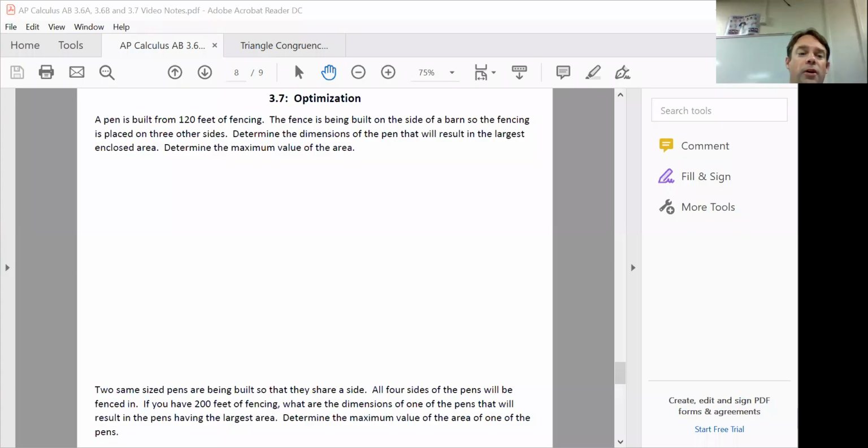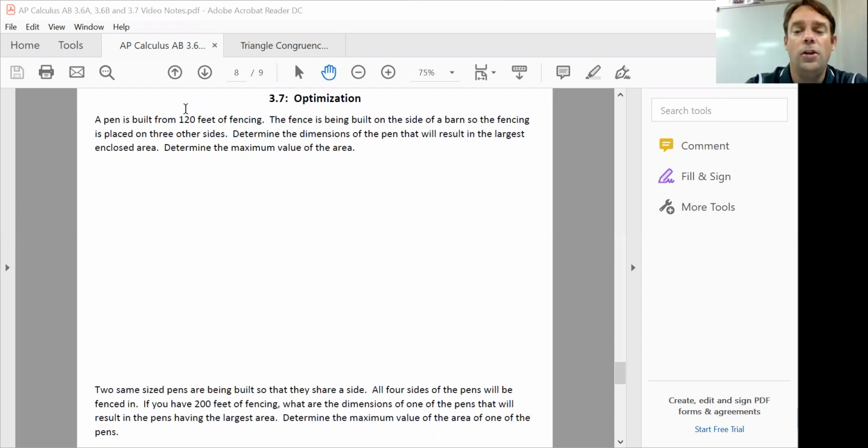All righty, folks. So we got our final bit on dealing with chapter 3. So we're going to see if we can't walk through it. So our last little thing is called optimization.